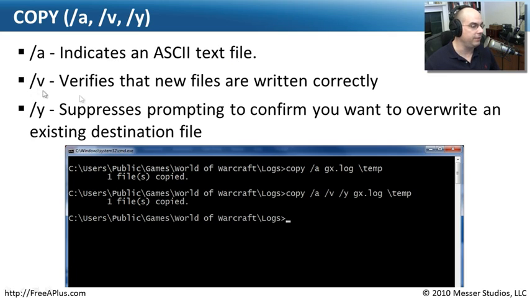We also have the /V switch, which means once we copy the files over, I would like the copy command to check the file we copied and make sure that it is exactly the same as the file we started with. That way we know and have verified that those 2 files are completely identical.